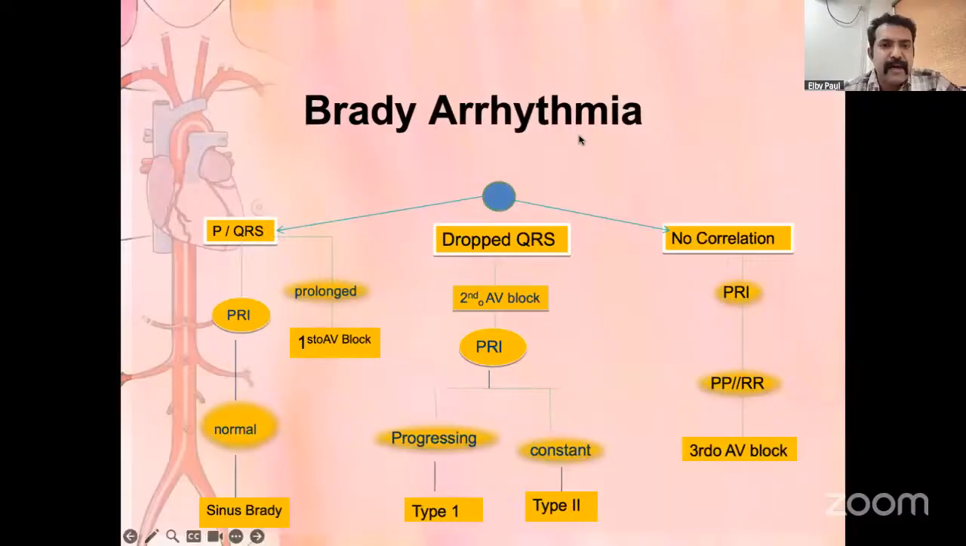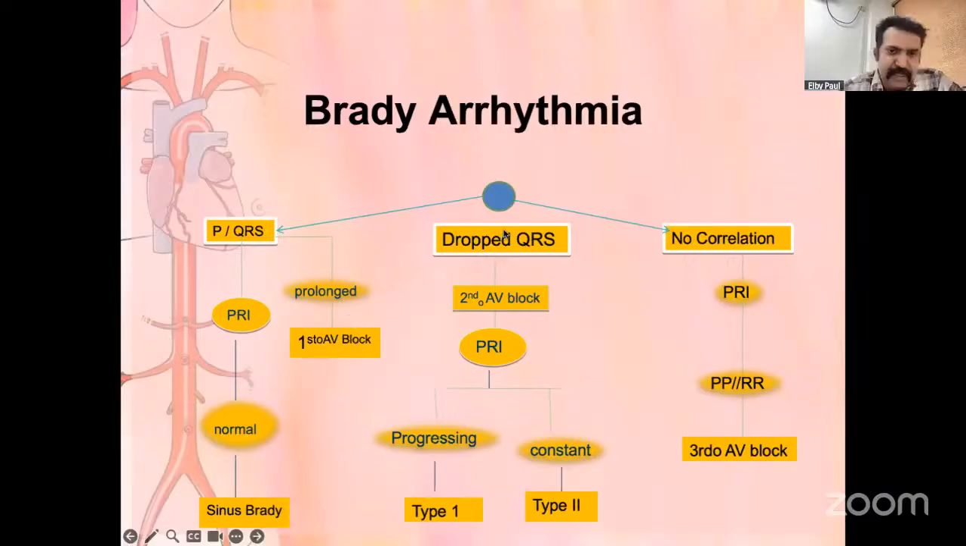Coming to brady, we have to focus on the P wave and QRS complex. First, check whether a P wave and QRS complex are present. Then we go for the PR interval. If the PR interval is prolonged, meaning the gap between P and QRS complex is more than 5 small squares, we can say it's a first degree AV block. If it is normal, we can say it's a sinus brady.